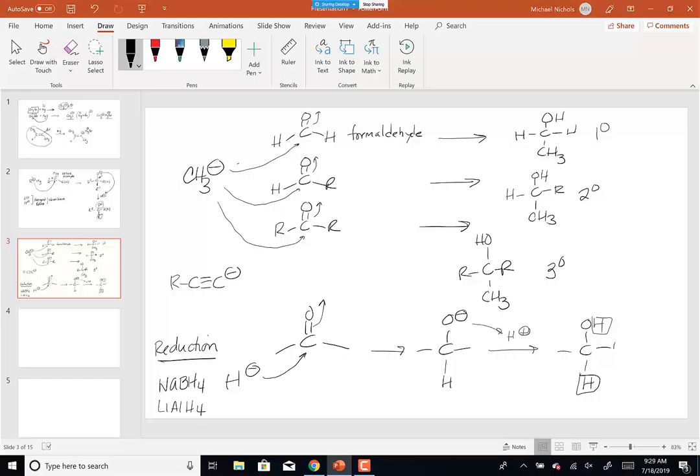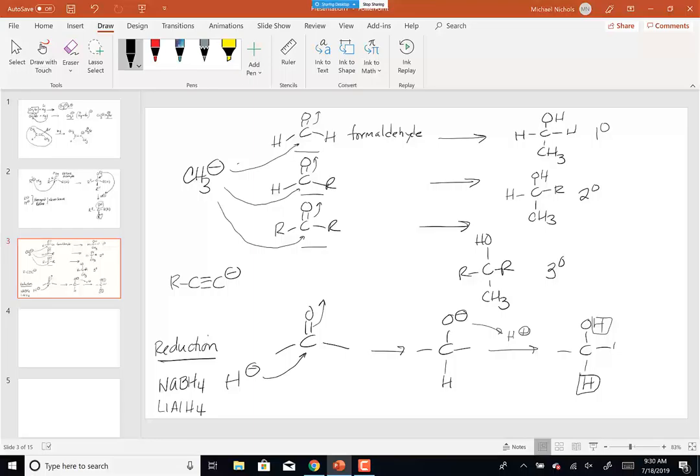So in terms of Grignards and reductions, the first class of reactions involves formaldehyde, aldehyde, and a ketone. If I change the carbonyl functional group, I'm going to get a second class of reactions that have a slightly different mechanism.